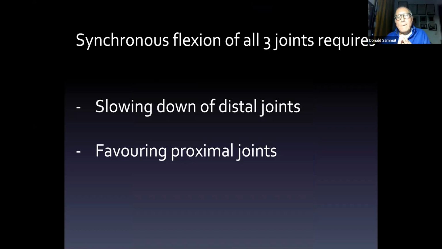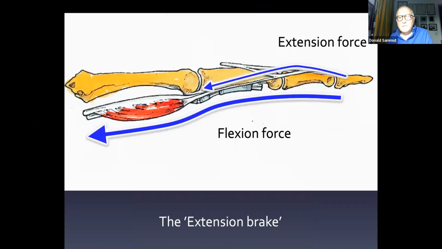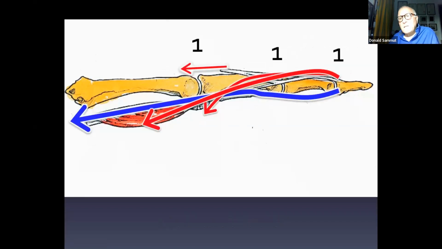What does this require? It requires us to slow down the distal joints and favor the proximal ones. And this is exactly what the lumbrical does, even as a passive passenger. As the flexor profundus contracts, it sends off the lumbrical to the dorsum, which at the same time slows down flexion on the distal joints. In fact, it slows down the distal joint more than the proximal interphalangeal joint. So this is called the extension brake, and it's perfectly calibrated to achieve a synchronous closure of the fingers.